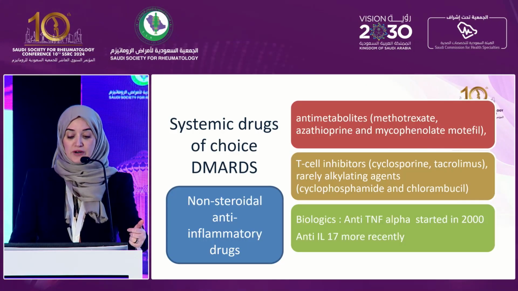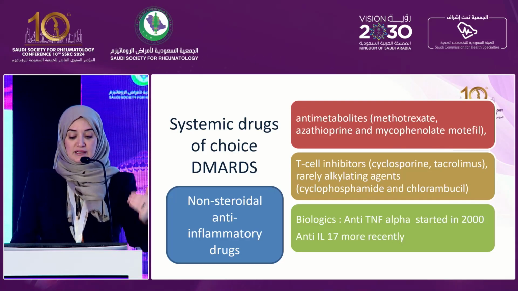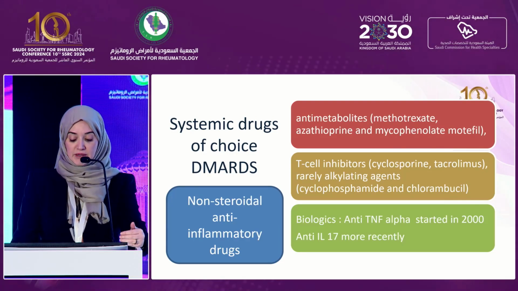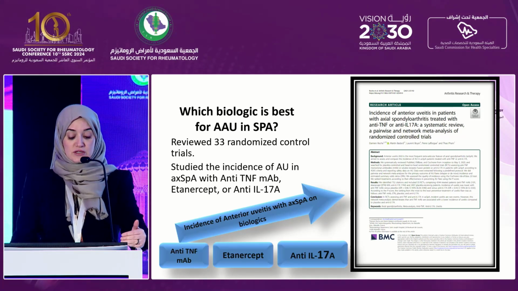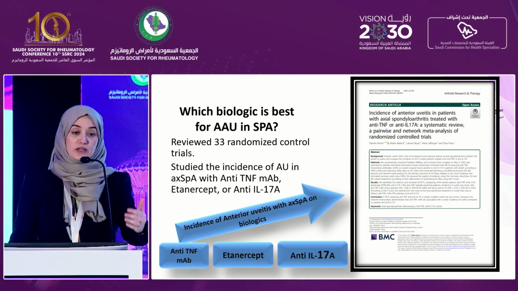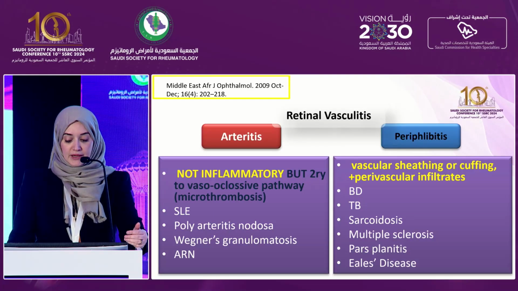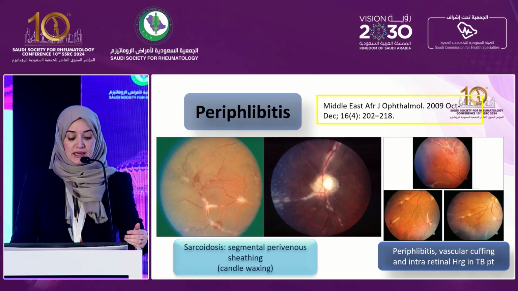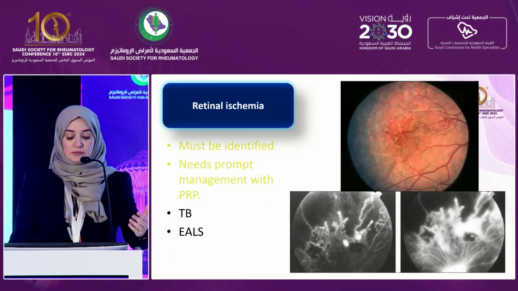What should we use for anti-inflammatory drugs? We prefer to use the DMARDs, then the T-cell inhibitors, and last will be the biologics. Just for your information, we ophthalmologists have found that anti-IL-17 is not the best choice, so secukinumab should be avoided in patients with anterior uveitis because it can increase the inflammation.